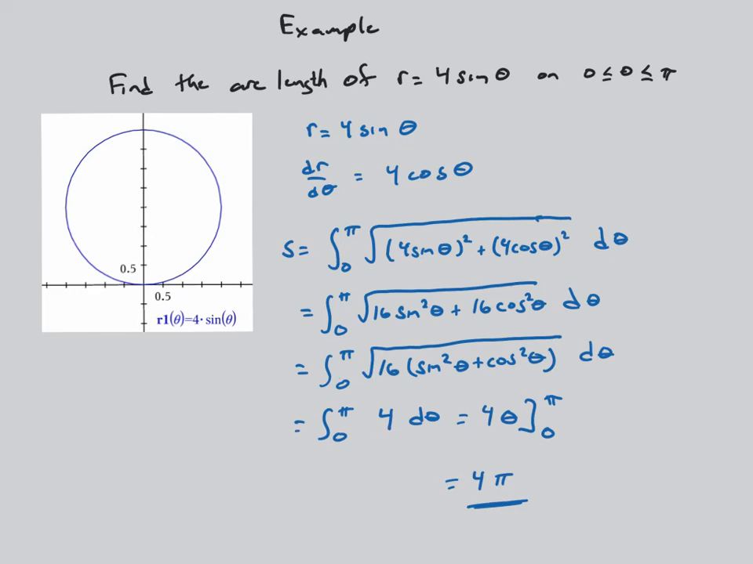So we now have the integral from 0 to pi of 4 d theta, which is going to be 4 theta. And when I do that, that will end up equaling 4 pi minus 0. So I ultimately get 4 pi as my answer.